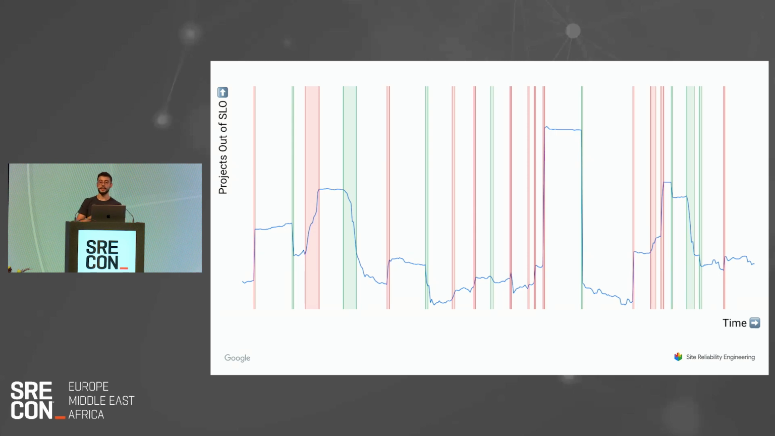This is a time series of the number of out-of-SLO customers, or projects in GCE parlance. We consider a project being out of SLO if it has at least one combination of API method and scope that's out of SLO. If we go back to the 3D building that represented our SLO budgets, every floor is a customer. Then if one floor has at least one room that's red, we count that project as being out of SLO. The red vertical lines represent when the GCE control plane had an outage.